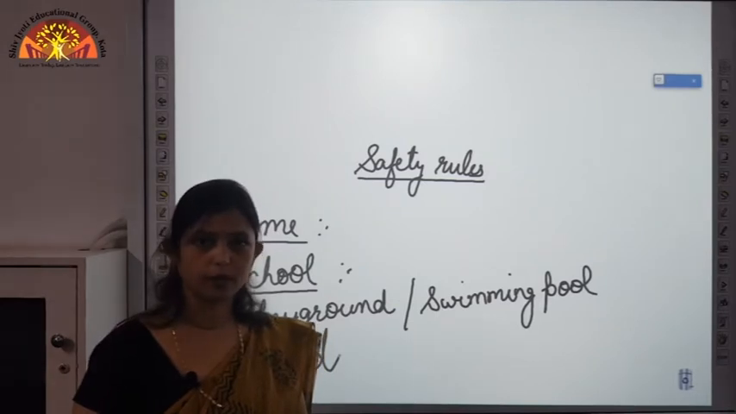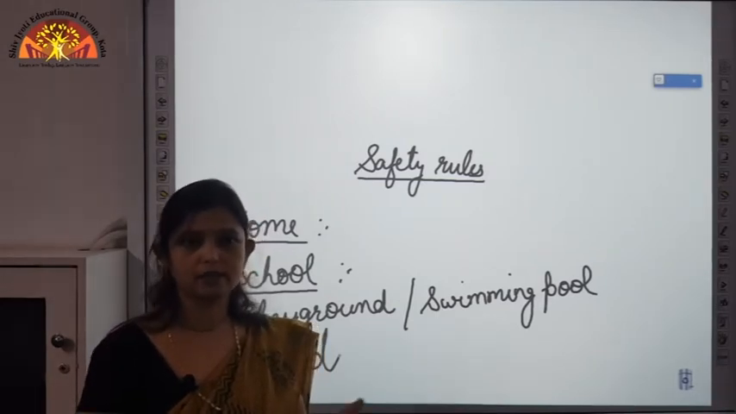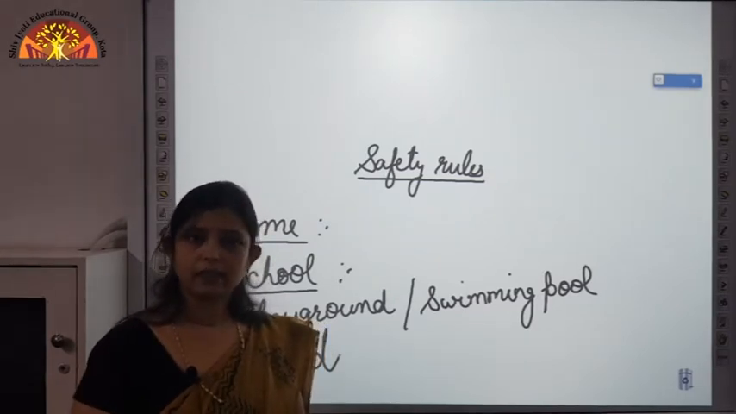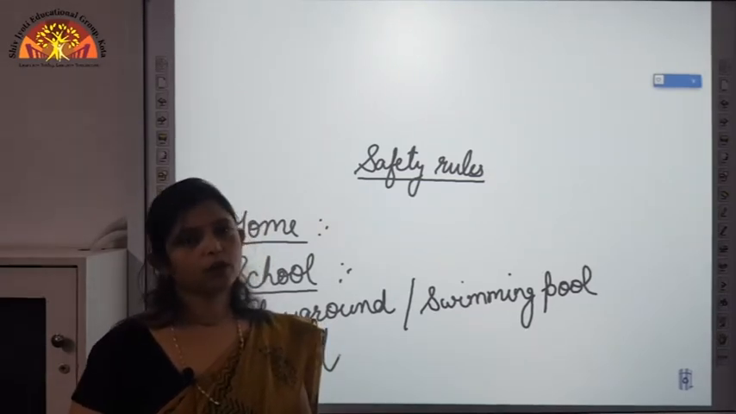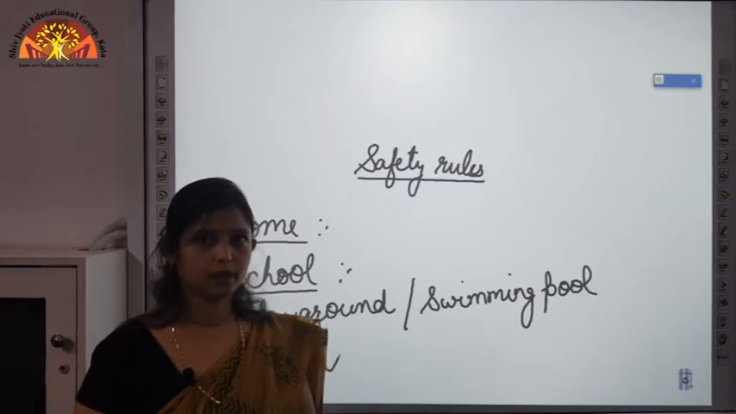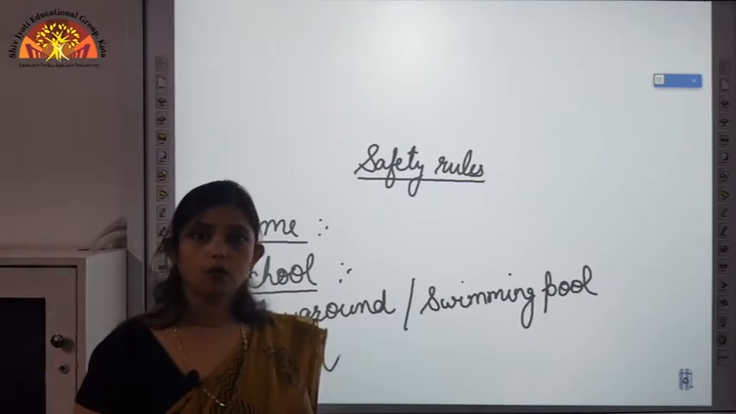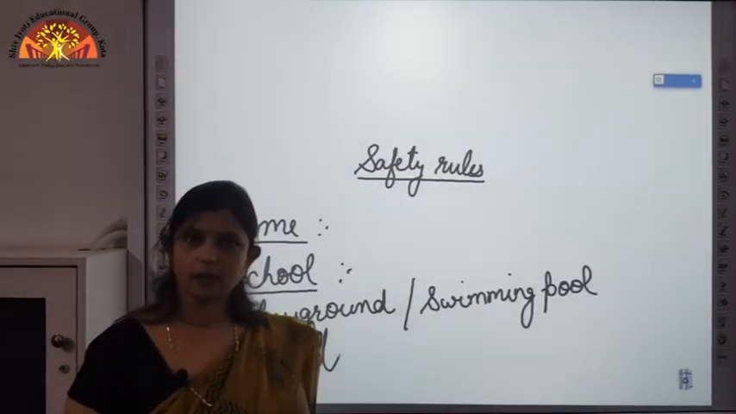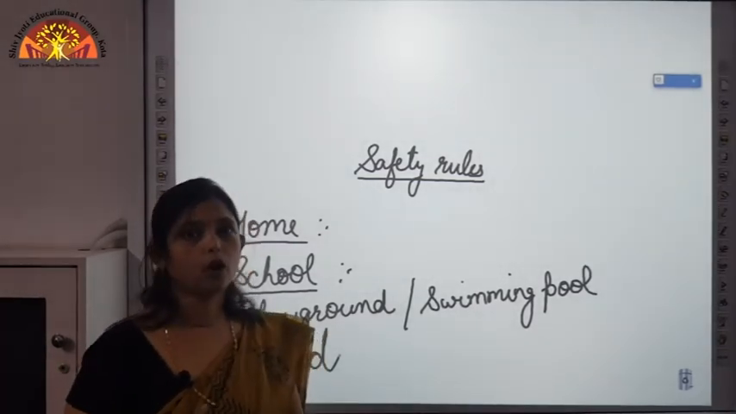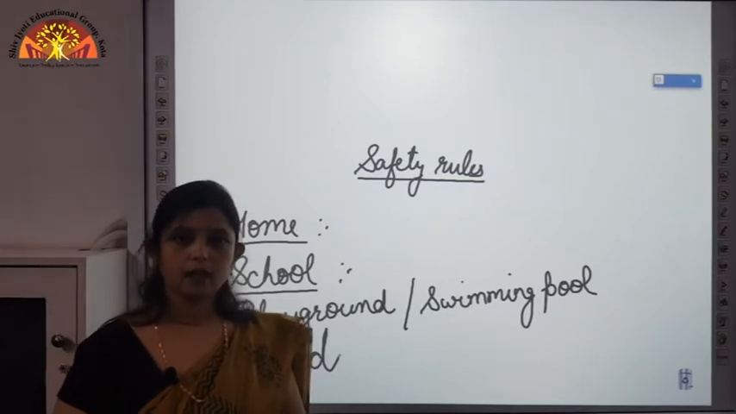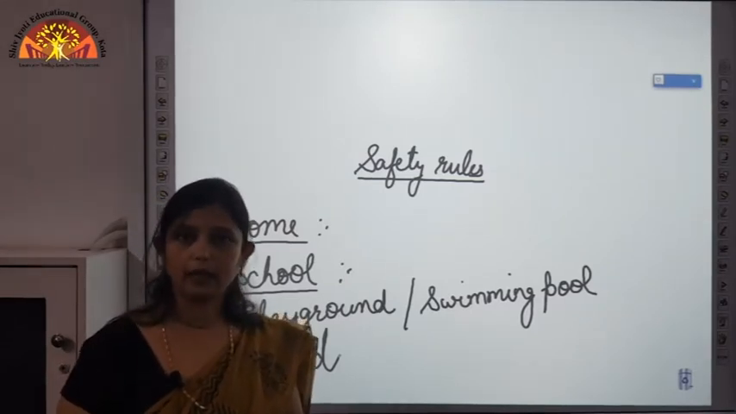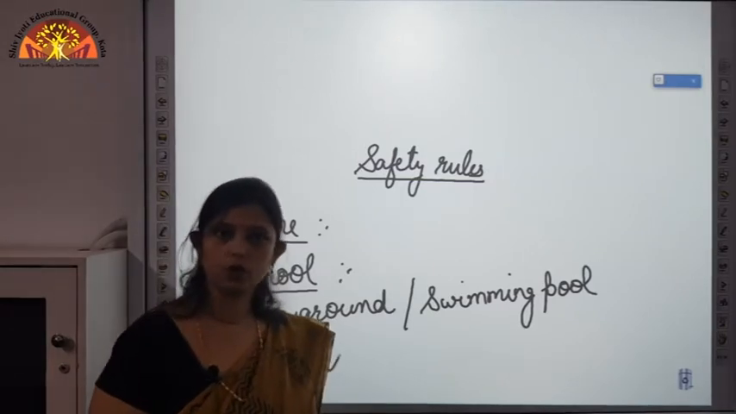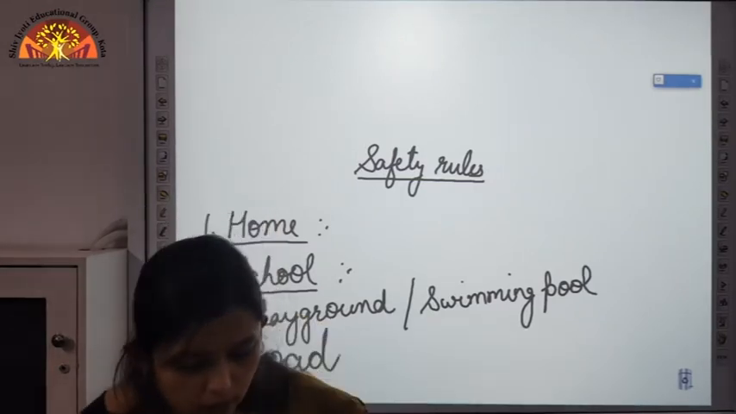And you all might be knowing what is zebra crossing. These are the black and white strips you see on the roads at the traffic signals and all. So these are meant for crossing the road by the pedestrians. Pedestrians means the people who walk on the road. So you should always cross the road at zebra crossing. Then you should always follow traffic lights. You should not run or play on the road. So these are some of the safety rules that you should follow when you are on the road.